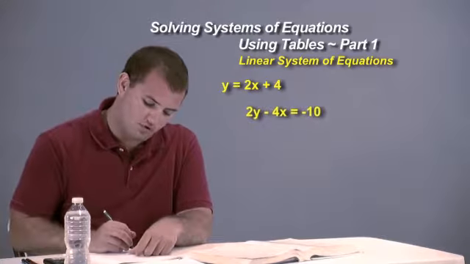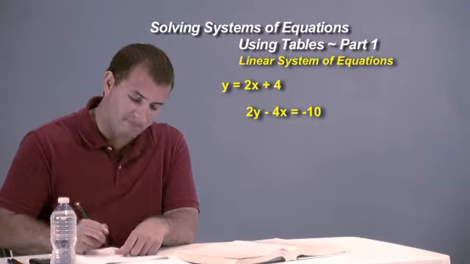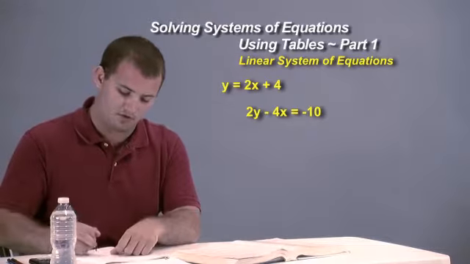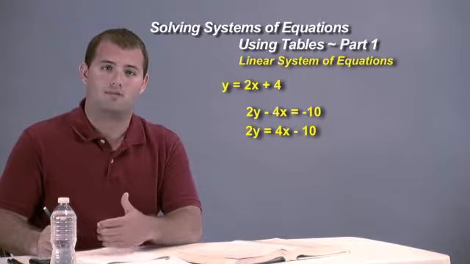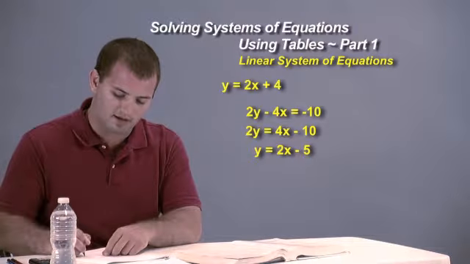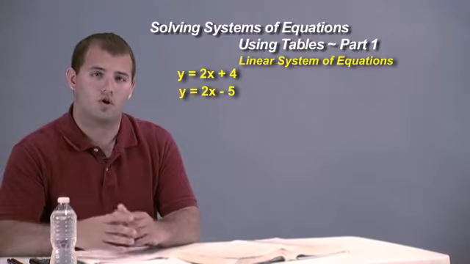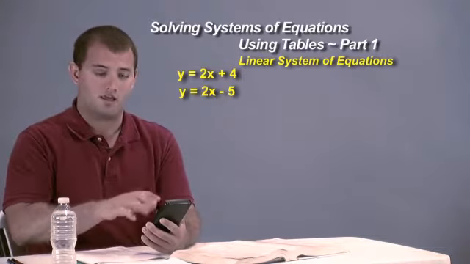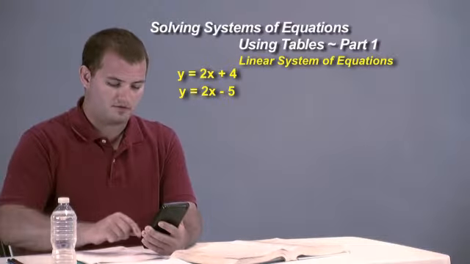First, we have 2y minus 4x equals negative 10. I'm going to add 4x to both sides to try to isolate y. Then I will have the equation 2y is equal to 4x minus 10. I will divide both sides of the equation by 2. Then I will have y is equal to 2x minus 5. Now, since both equations are in y equals form, we can punch them into our calculators using the y equals buttons. I'm going to do that right now. For the first equation, I'm going to type in 2x plus 4.